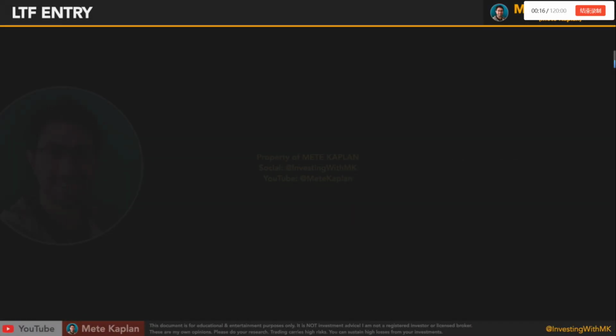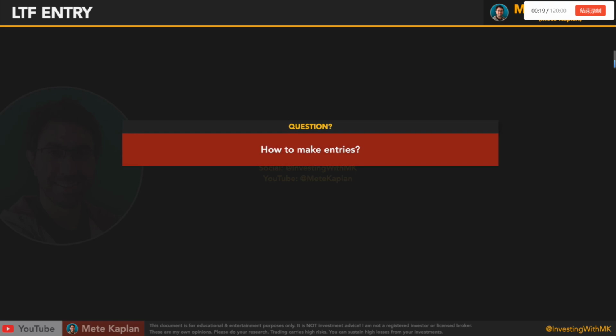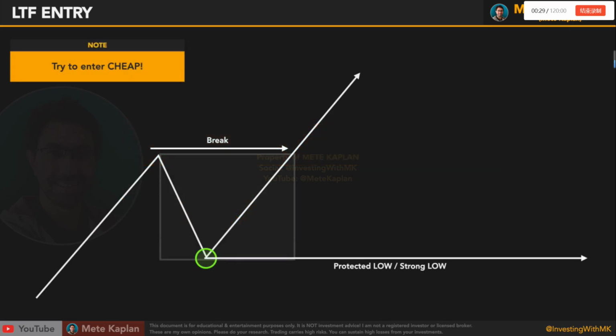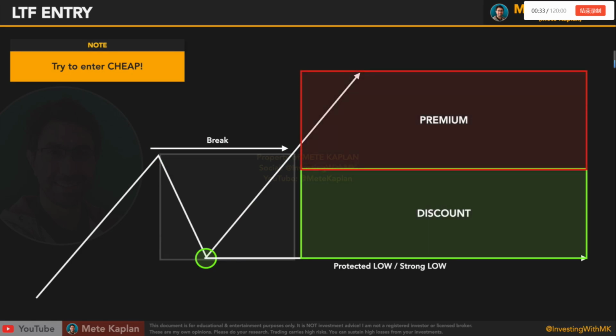Let's get back to the main subject, the entries. Entries are not actually a very complicated issue. It is about finding a suitable point of interest and making the entry. What we try to do here is actually very simple: entering a trade as cheap as possible.